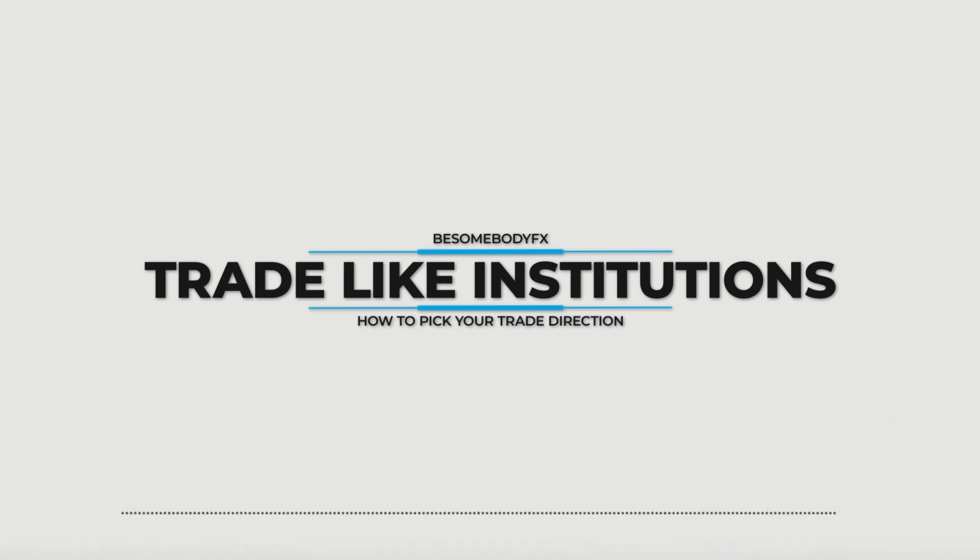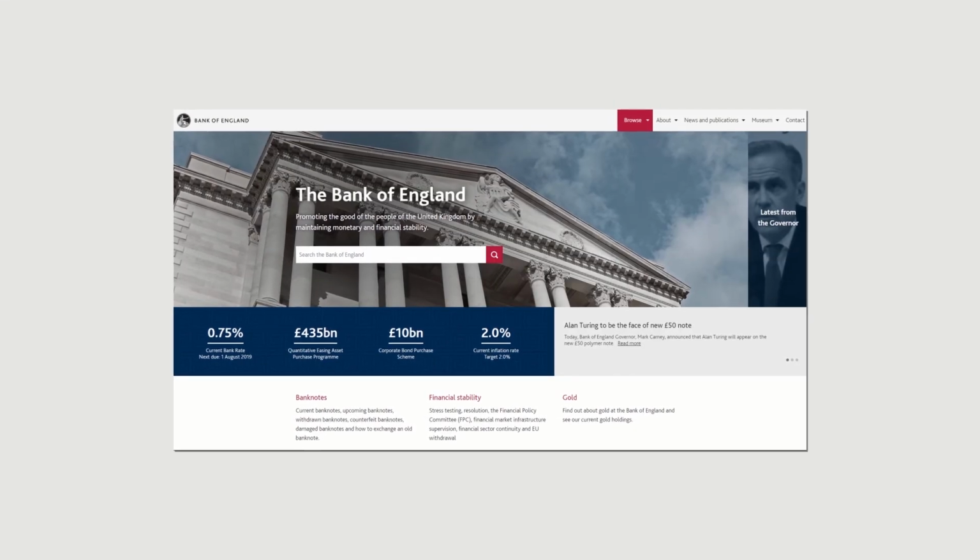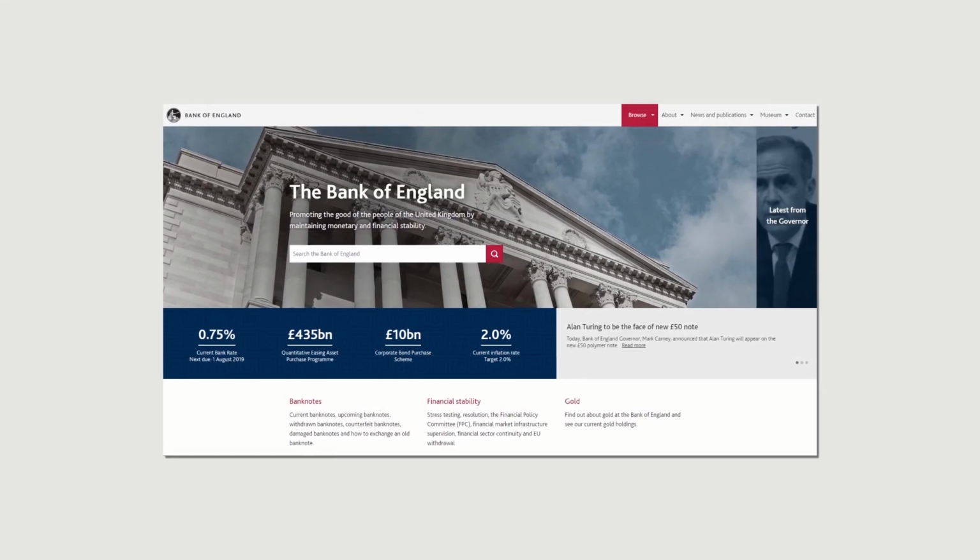So what else can tell us which way a currency will likely move next? Well, the key here lies within the central bank itself, because every central bank doesn't like wide moves in the market, because it's bad for business, of course.